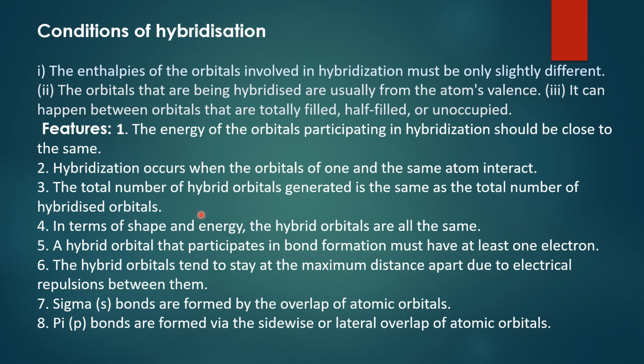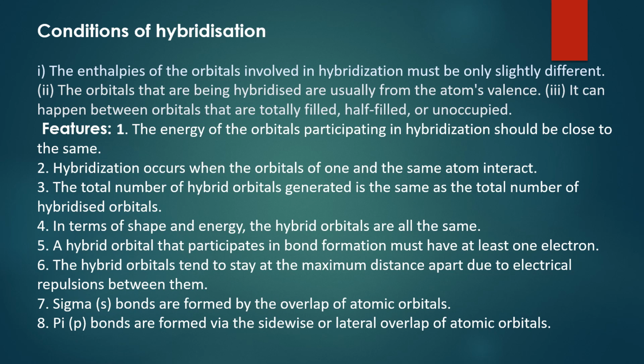The hybrid orbitals tend to stay at the maximum distance apart due to electrical repulsions between them. These hybrid orbitals should always maintain some distance because of electrical repulsions between them. The next point is that sigma bonds are formed by the overlap of atomic orbitals. How will you get sigma bonds? By end-to-end overlapping of any two atomic orbitals, we get sigma bond formation. By sidewise or lateral overlapping of atomic orbitals, we can easily form pi bonds. All these are the required features of hybridization.